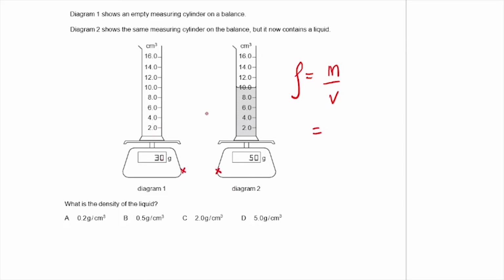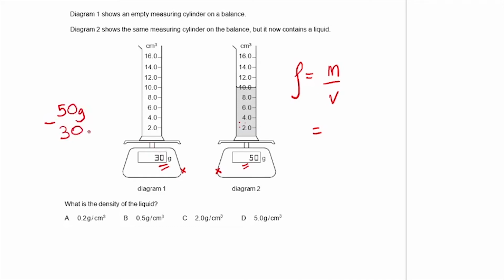Before we put in the liquid, the measuring cylinder was 30 grams. And now when we put in the liquid, the balance reads 50 grams. So the reading on the balance rose because of the liquid that was put there. To get the mass of the liquid, we find the difference between these two figures. We take the reading of the balance after the liquid has been put, which is 50 grams, minus the reading of the balance before the liquid was put, which is 30 grams.